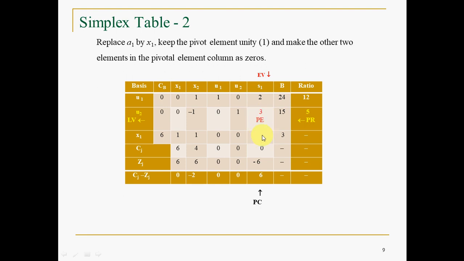I mean it will become 0. That's why do not operate these two unless you make P as 1. So once you make P as 1, then it will become very easy to make this as 0. So how to make this as 0? R3 plus R2 you can put, because this will be 1 if you make the pivot element 1, no?